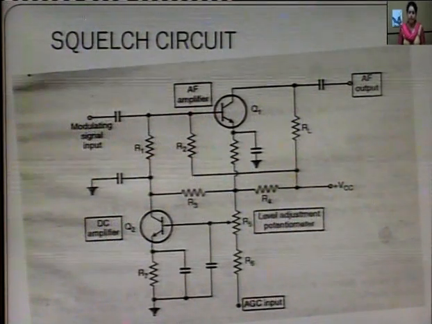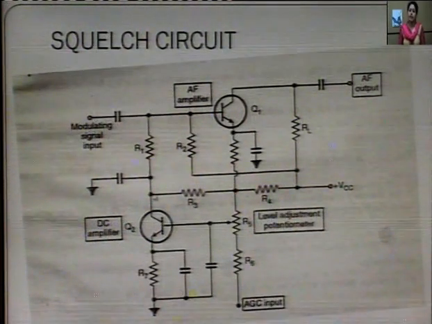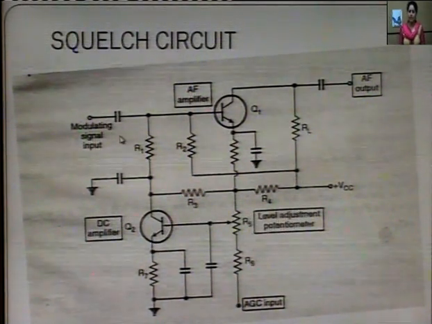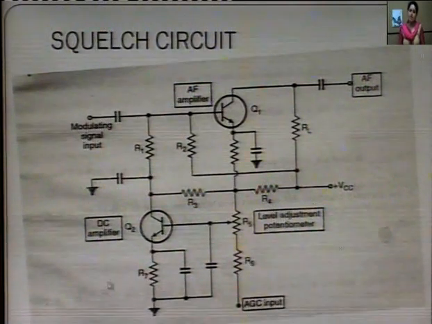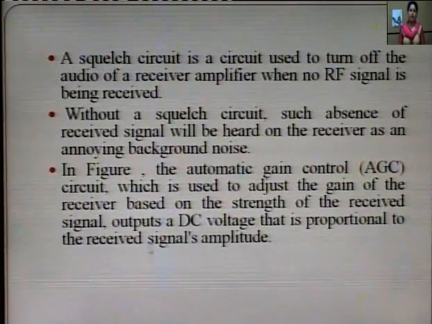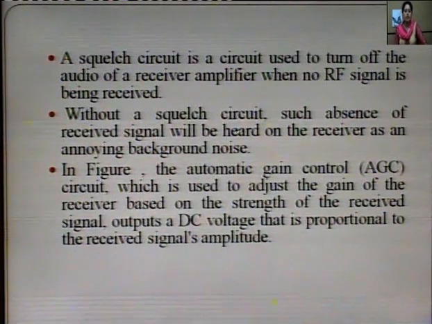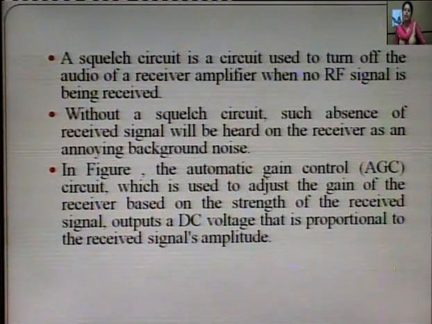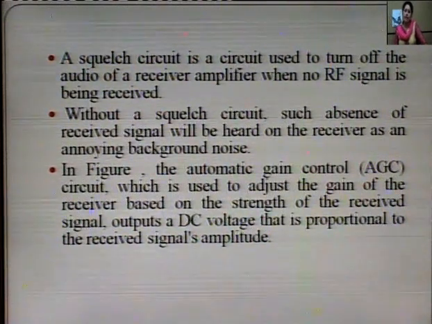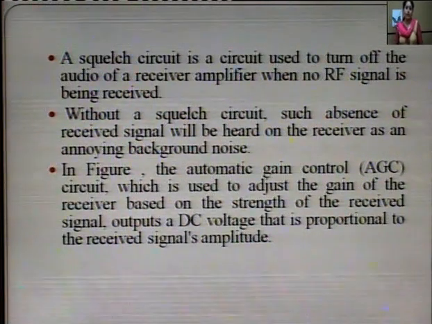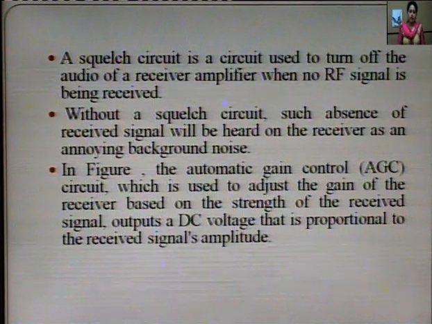Now coming to the Squelch circuit, this is the basic circuit diagram of your Squelch circuit. Here you are having the modulated signal, AF output, and the process is done by these two transistors. A switch circuit is used to turn off the audio of a receiver amplifier when there is no RF signal. Without the Squelch circuit, such absence of received signal will be heard on the receiver as an annoying background noise. That is when you are not having any input signal, but the noise is present. The amplifier will amplify the noise and it will appear at the output. We don't need that, so that is overcome by your Squelch circuit.